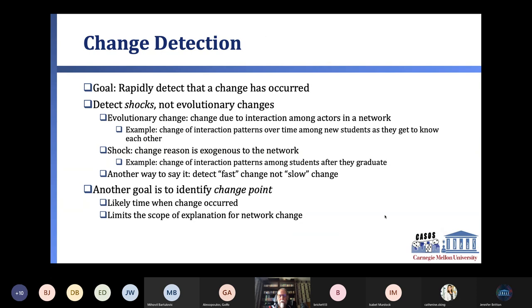Okay. So change detection, we're just looking for shocks. We talked about that. One other detail that I want to point out, though, is we also want to identify the point in time at which the change occurred. Analysts always care about that because they want to relate the change in network behavior to something in the real world. So they're going to go look in newspaper stories or something for what happened at about this time.